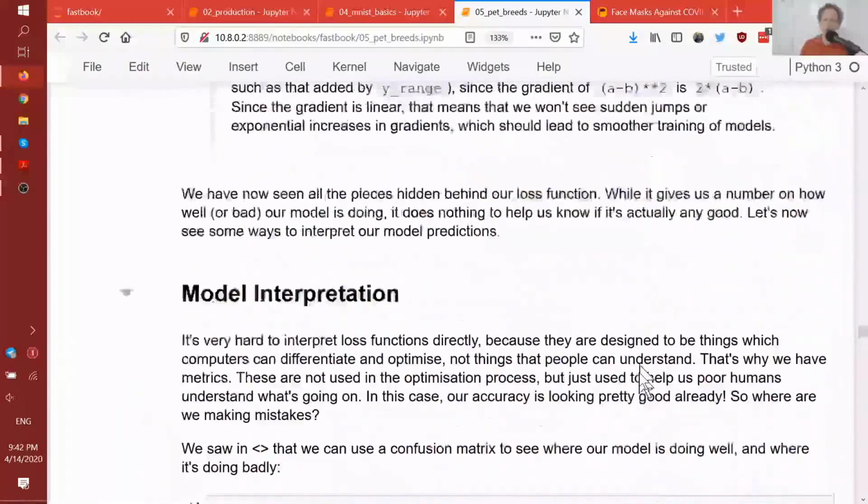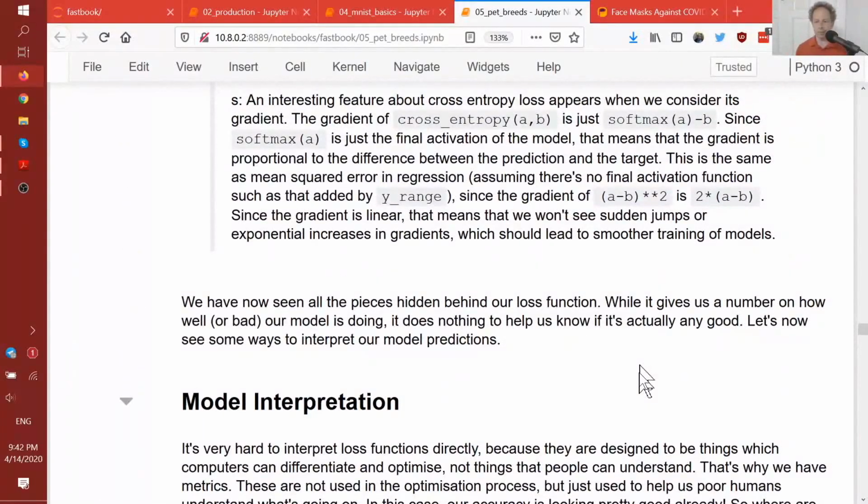Great. So this is a good place to stop with our discussion of loss functions and such things. Rachel, were there any questions about this?